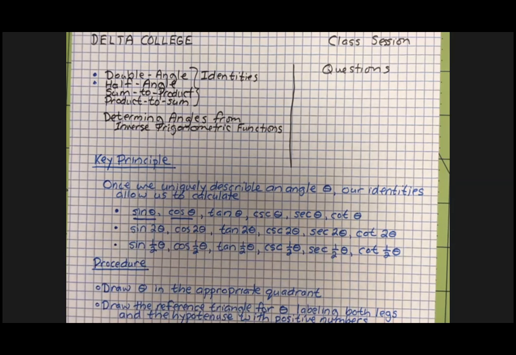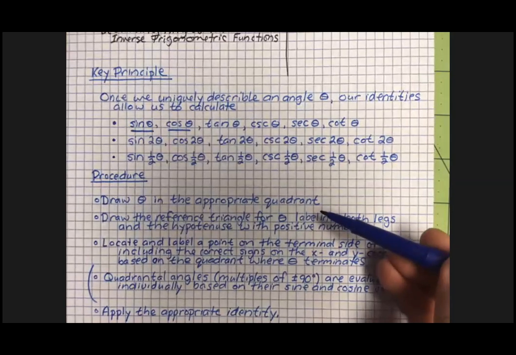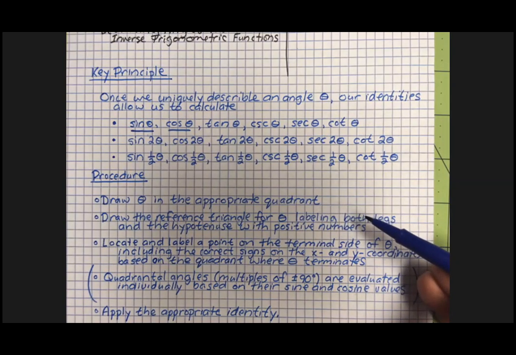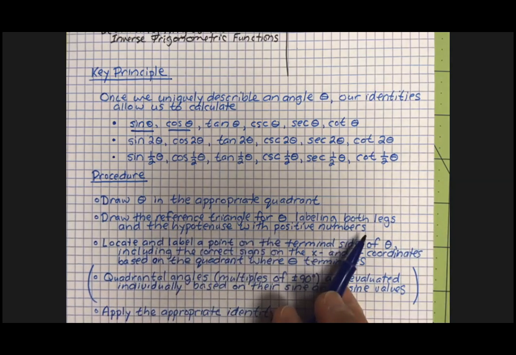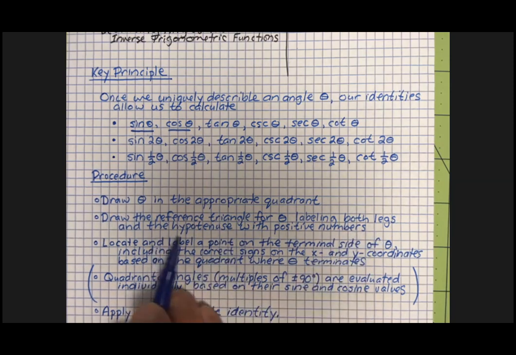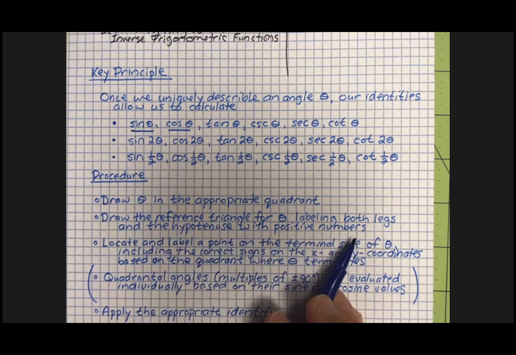So you have a very straightforward procedure for accomplishing this mission. First, you draw the angle that someone's describing to you in the appropriate quadrant. First quadrant, second quadrant, third, fourth quadrant. Next, add a drawing of the reference triangle and label the reference triangle, both the legs and the hypotenuse, with positive numbers. Think about the reference triangle as a physical triangle where you're measuring the two legs and the hypotenuse. You always measure lengths with positive numbers.